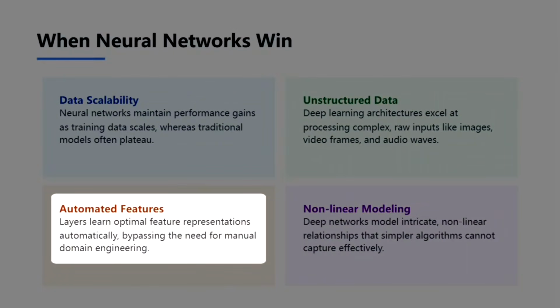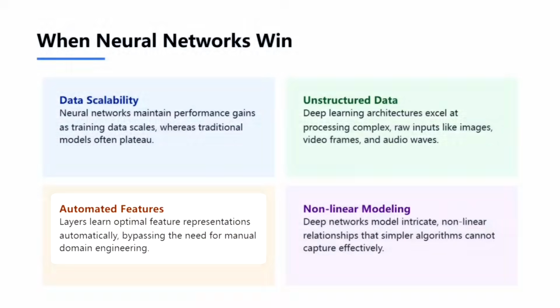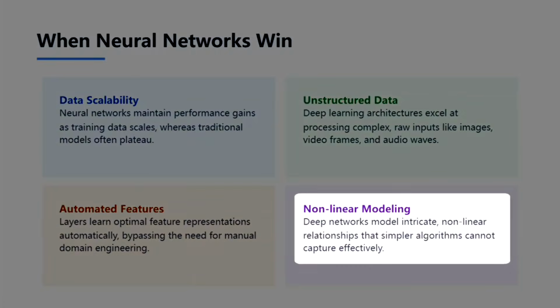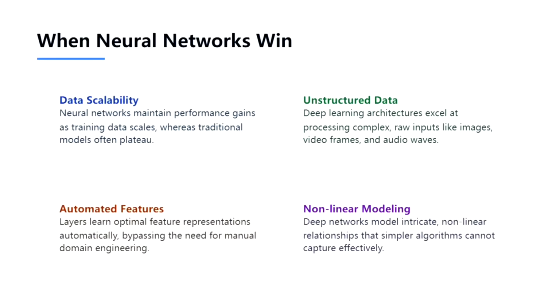We also see a huge shift in the workflow thanks to automated feature engineering. Instead of a human expert manually crafting features, the hidden layers learn to represent the data themselves, identifying intricate features that are often too subtle for us to define. Lastly, as we saw with our earlier look at decision boundaries, deep networks are built for nonlinear modeling. They can solve highly complex problems where the relationship between input and output is far from a straight line.